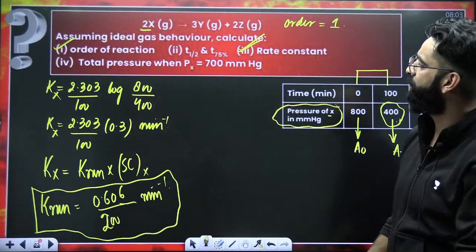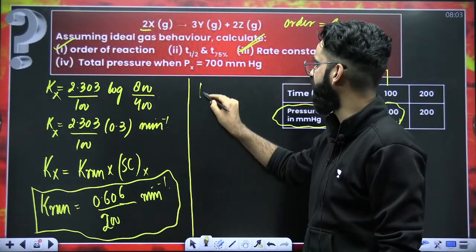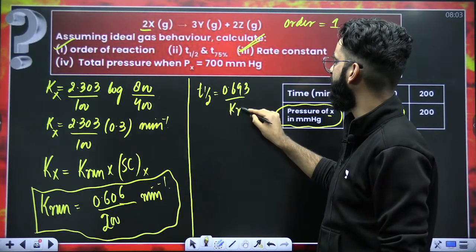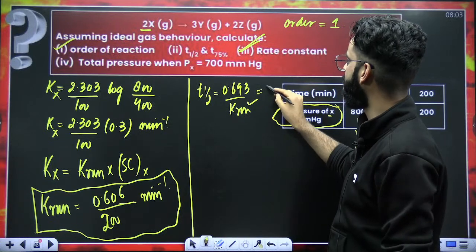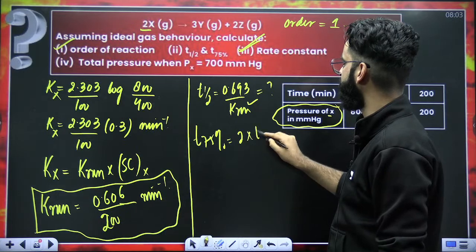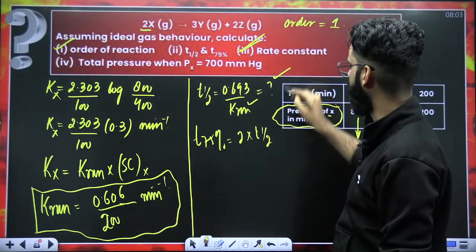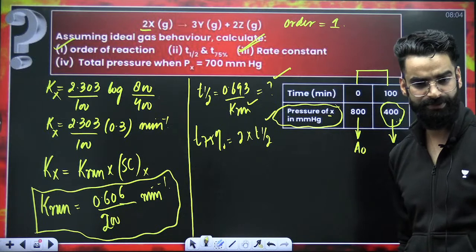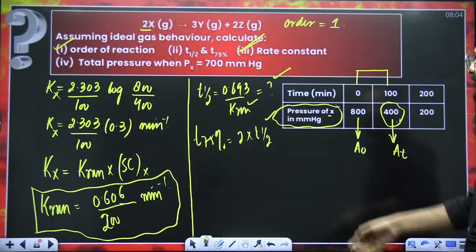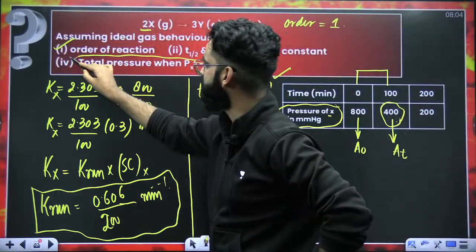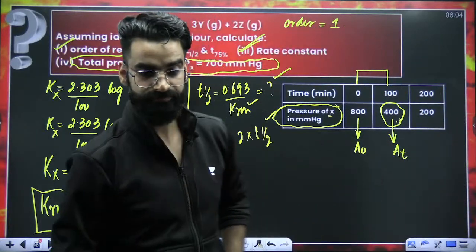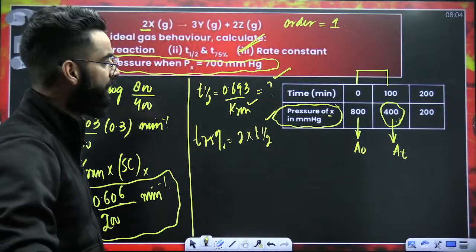Well, after getting the rate constant of the reaction, calculate T half. How do you calculate T half? T half is equal to 0.693 divided by K reaction. K reaction you have already calculated, right? Put it here, get the T half. Calculate T 75%. T 75% is 2 times the T half. T half you have calculated from here, so you can calculate T 75% too, right? Total pressure when Px is equal to 700. This should be your homework. You should be able to solve this one as well. Total pressure of the system when Px is equal to 700. It's again simple, guys.